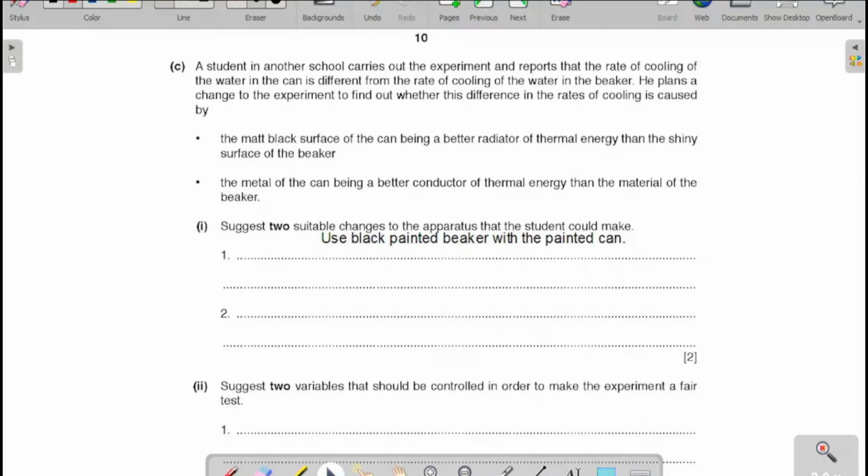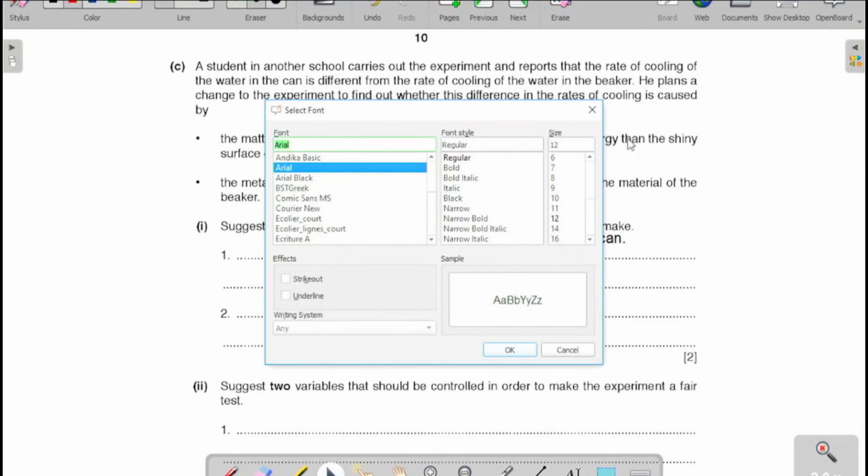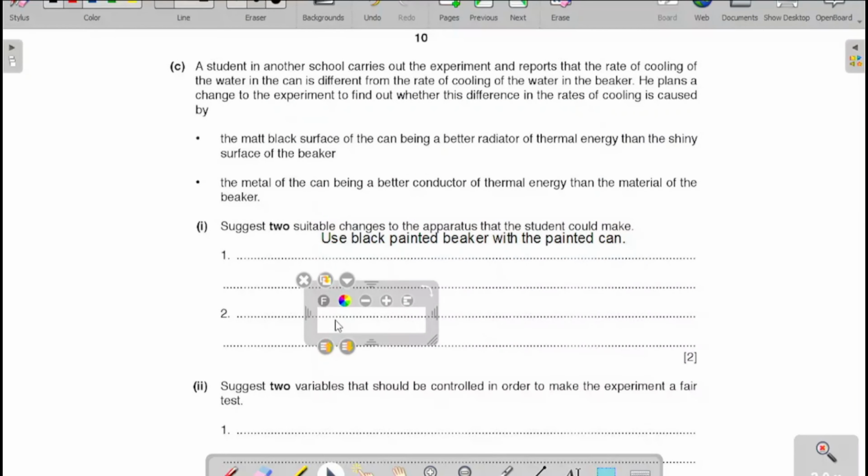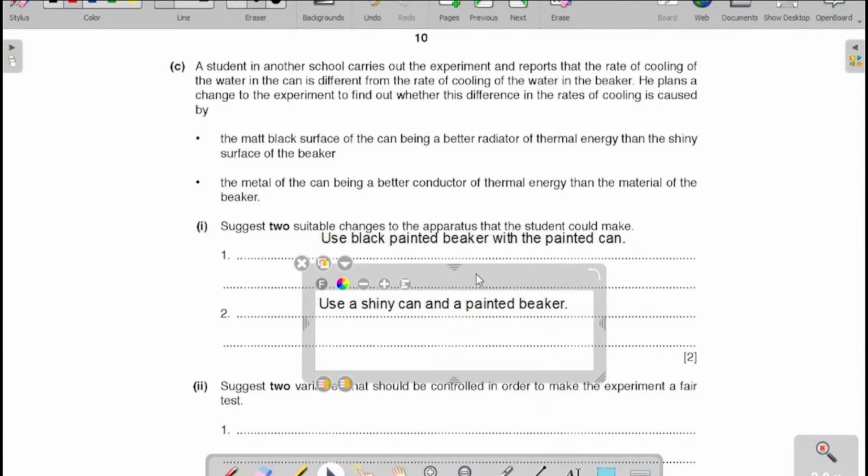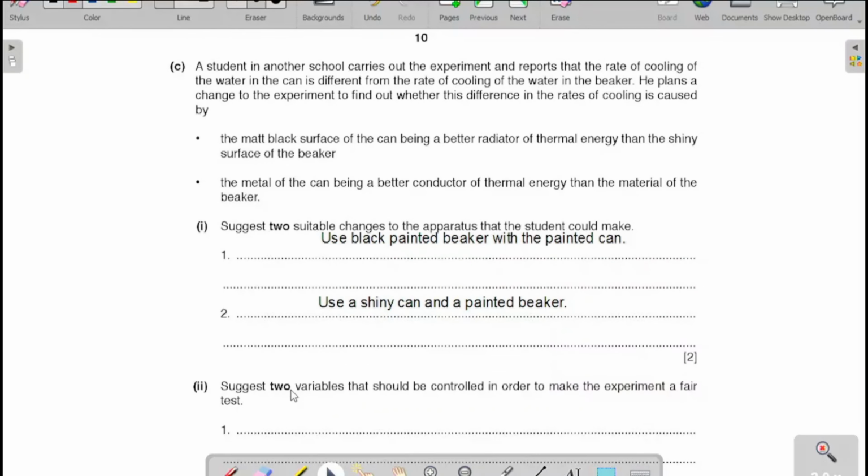Then you have to switch now. You now use a shiny can with the painted beaker. I believe you understand what I'm trying to do here. We are changing the conditions. Use a shiny can and a painted beaker. A shiny can and a painted beaker. All right.